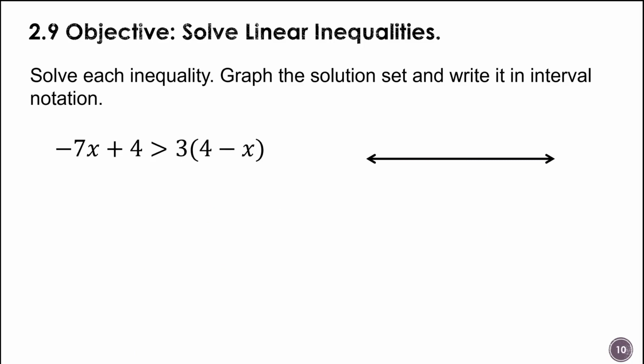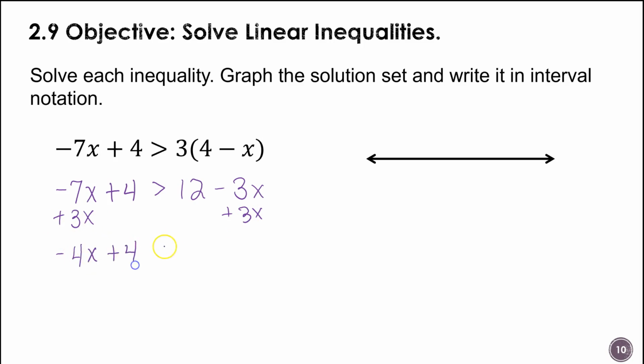All right, so we're going to clear fractions on the right. This is really just a lot of practice of the same thing. 3 times 4 is 12. 3 times -1x is -3x. And then we're going to add 3x on both sides. Now that's -4x plus 4 is greater than 12.